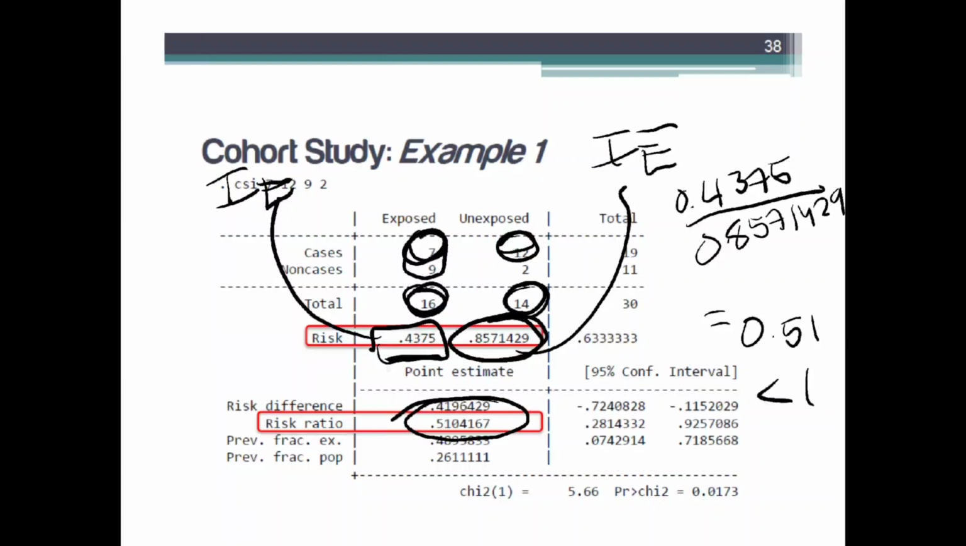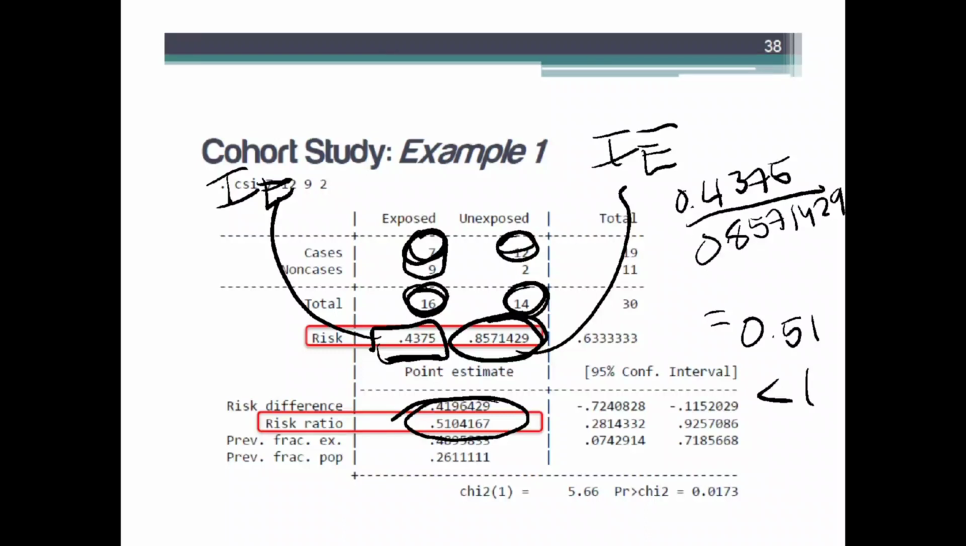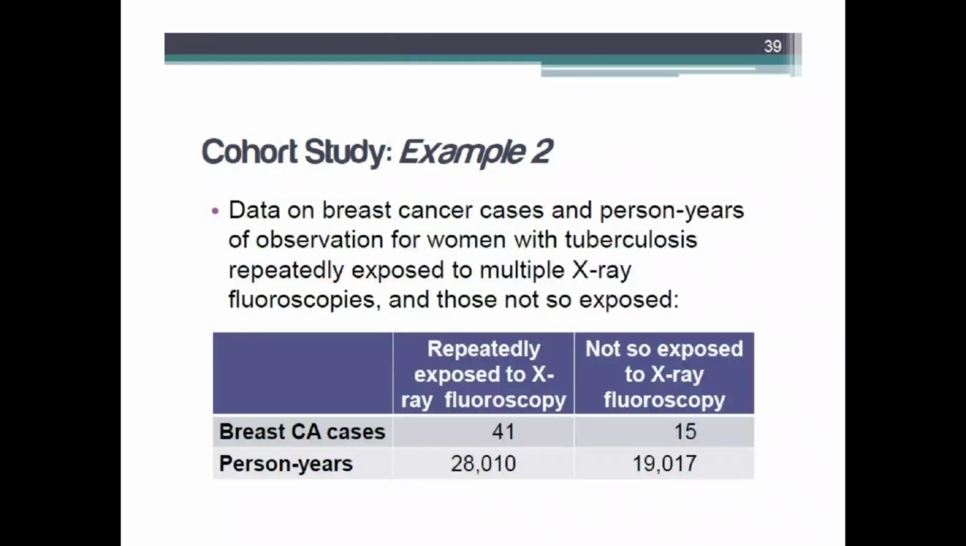It is less than 1, ibig sabihin, the exposure variable is a protective one. No? Ibig sabihin daw, itong vaccine, no, na Vibrio cholera 1 na attenuated, okay, it is a protective variable against diarrhea. Okay, so ayan, this is another example.